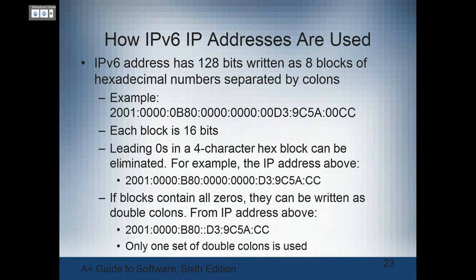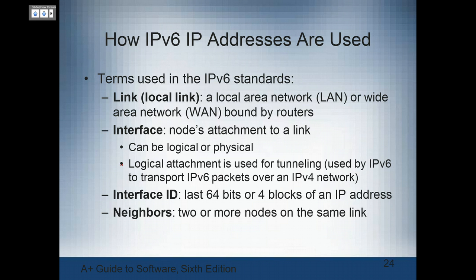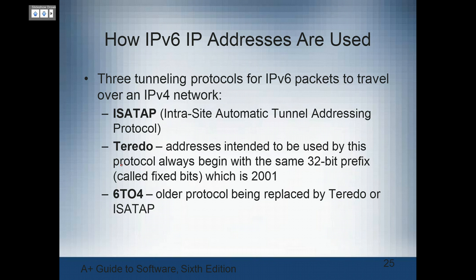There is no NAT. The upside to it is it's a secure protocol. IPsec is built in. You don't have to port it like you do for IPv4. Link local is kind of the equivalent of the private IP address. The interface is the node's attachment, interface ID, neighbors. And these things will go out and find neighbors. If you look at your IPv6 on these machines, since Windows 7 installs IPv6 by default, they'll go out and find the neighbors, which is kind of like NetBIOS, where we find everybody that's on this network.